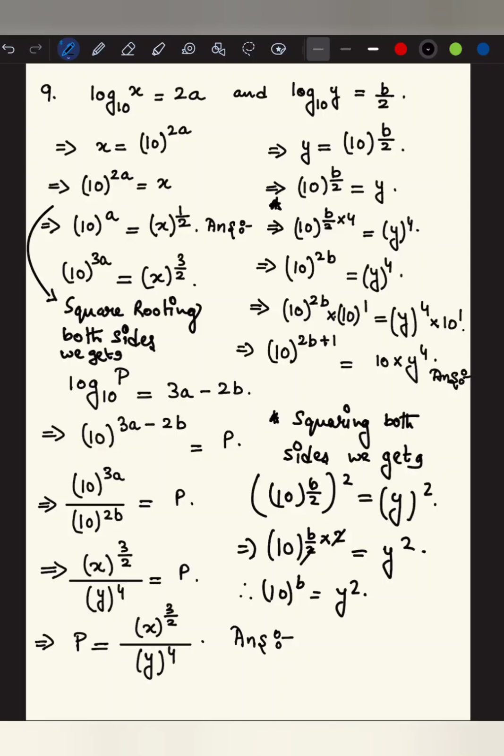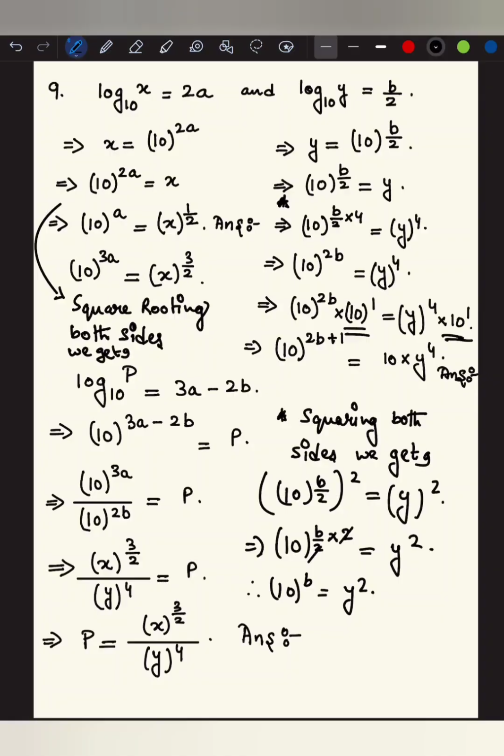So 10 to the power 2b into 10 to the power 1 equals what? y to the power 4 into y to the power 1. What we have done here is that initially it was 10 to the power 2b equals y to the power 4. We have multiplied both sides by 10 to the power 1, as you can see. So we got 10 to the power 2b into 10 to the power 1 equals y to the power 4 into y to the power 1. So it comes out to be 10 to the power 2b plus 1 is equal to 10 y to the power 4.